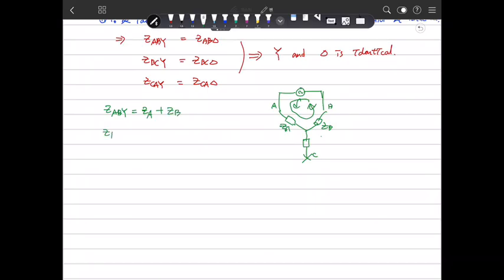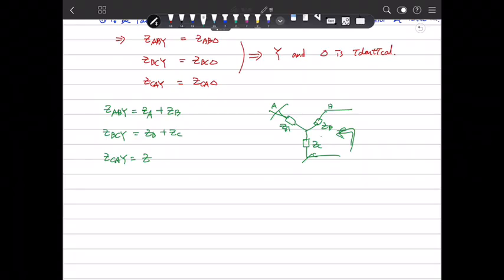The same way, for GBCY we need to connect B and C in this manner. So A is open, and we don't care about GA. Therefore GBCY is GB plus GC. The same way, GCAY is GC plus GA.